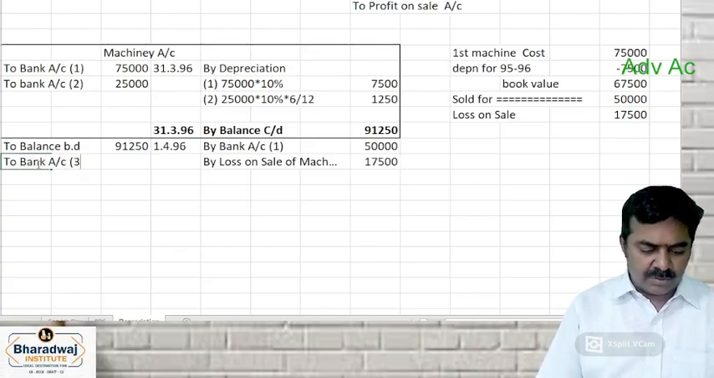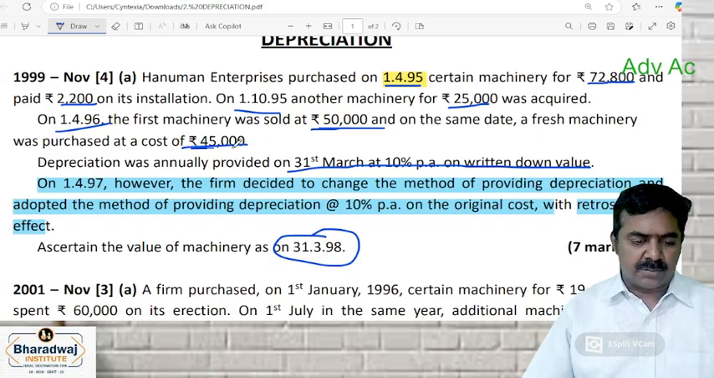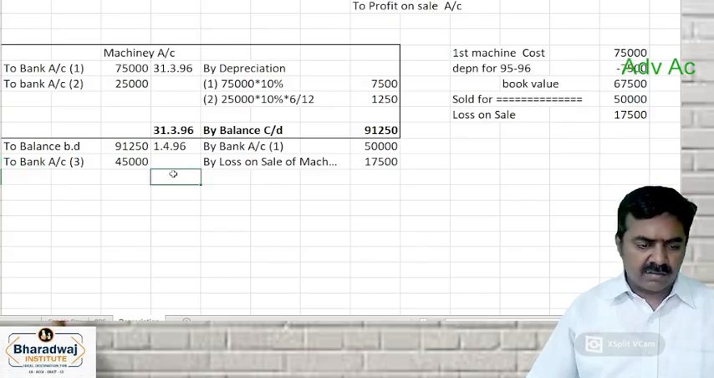We are buying the new machine. A third machine we are purchasing for how much? On the same day, a fresh machine was purchased for 45,000. Wait.